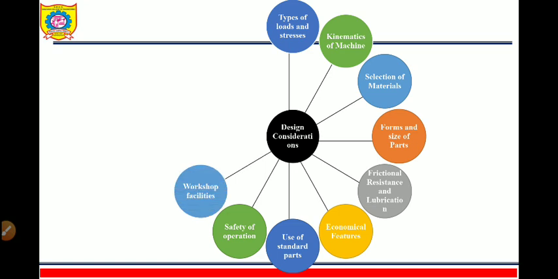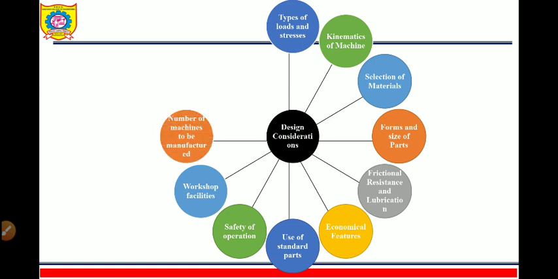Workshop facility. For manufacturing or making a product, which workshop facilities are available? That means depending on the workshop facilities available, we have to properly consider the design. That means if we have to manufacture a very super finished component, then in the workshop we must have some service that can achieve that much accuracy of the surface.